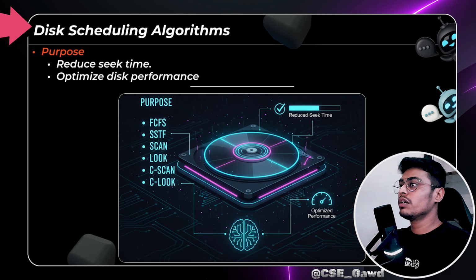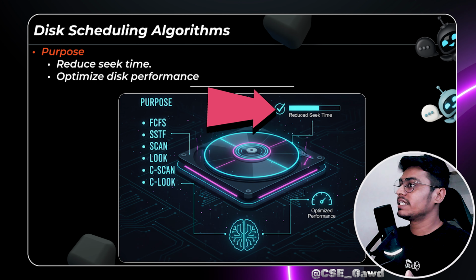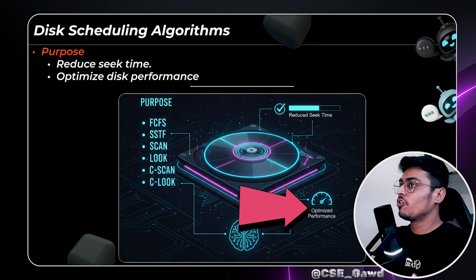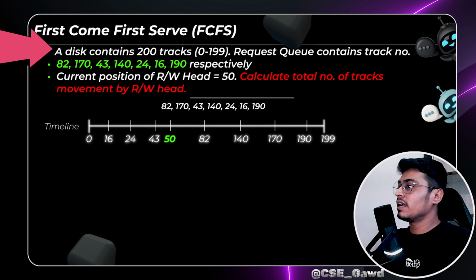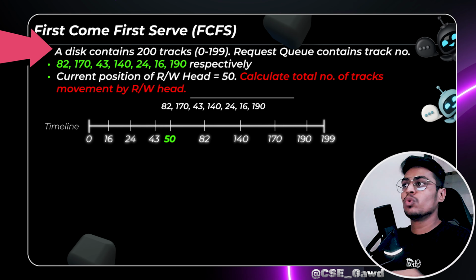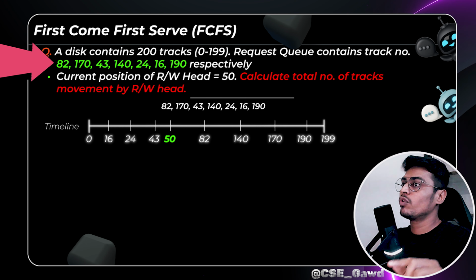Now let's move to the disk scheduling algorithms. The goal of a disk scheduling algorithm is to minimize the seek time, thereby improving the overall performance of the disk system. The first algorithm is FCFS, first come first serve. Let's understand this with a practical example. The disk contains 200 tracks numbered 0 to 199. The request queue contains track numbers 82, 170, 43, 140, 24, 16 and 190. This is our request queue.